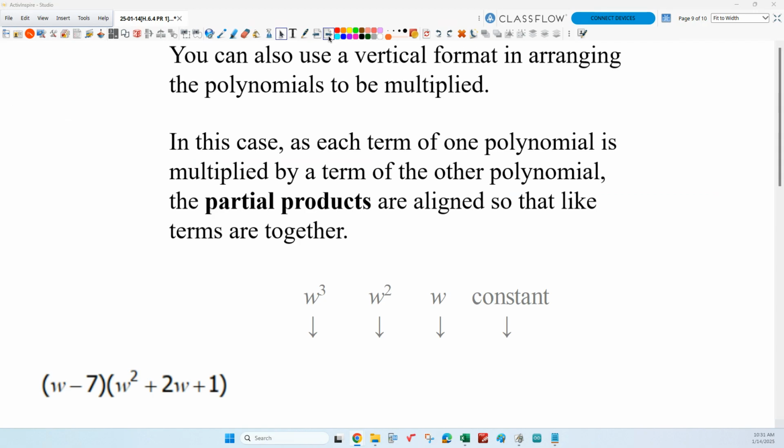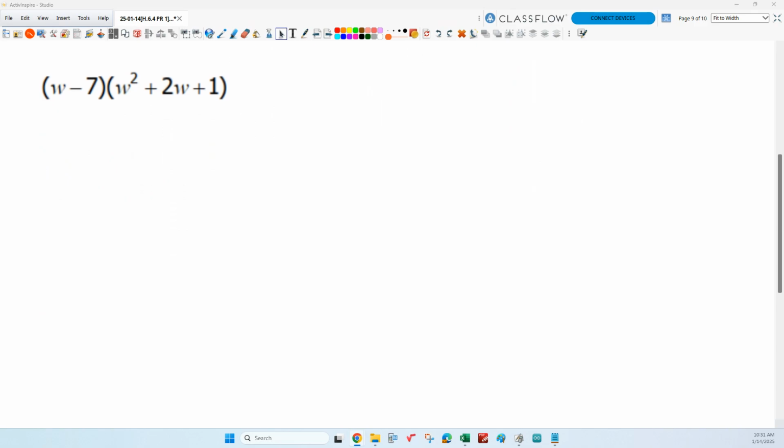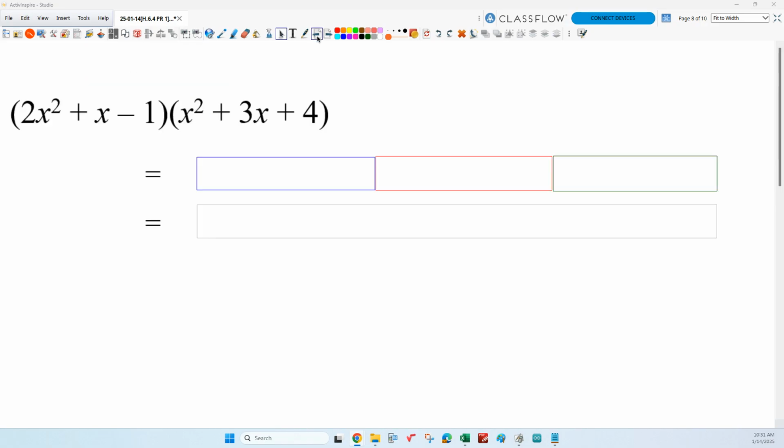In my opinion, and you can do this either way, when you have something like this, where you've got a binomial and a trinomial, I personally think it's easier to distribute from the smaller polynomial, the one with fewer terms. So what I would suggest is you take the two terms in the binomial and distribute those over the bigger polynomial. I think it's just easier to organize that way. Okay. All right, so let's just go through one of these here.